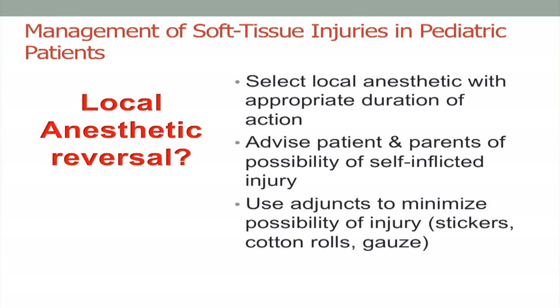Self-inflicted soft tissue injuries in children who have been given local anesthetics is a concern, and there are several ways to manage this, including selection of a local anesthetic with appropriate duration of action, advising the patient and the parents of the possibility of self-inflicted injury, and the use of adjuncts to minimize the possibility of injuries, such as stickers, cotton rolls, and gauze. And this, of course, raises the question about the role of local anesthetic reversal in preventing such types of injuries.